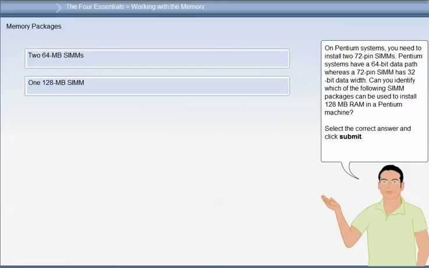On Pentium systems, you need to install two 72-pin SIMMs. Pentium systems have a 64-bit data path, whereas a 72-pin SIMM has 32-bit data width. Can you identify which of the following SIMM packages can be used to install 128 MB RAM in a Pentium machine?